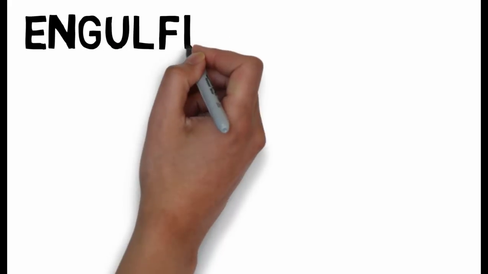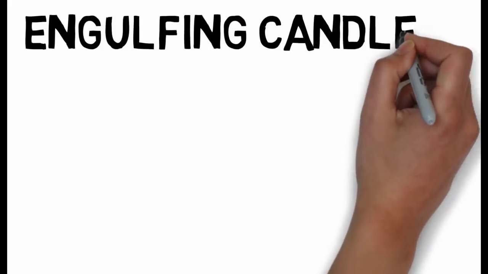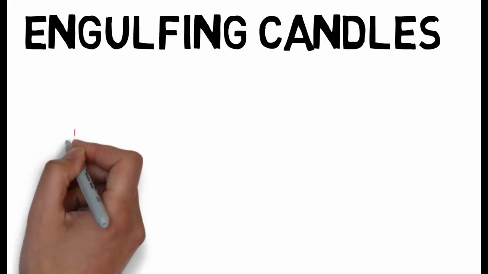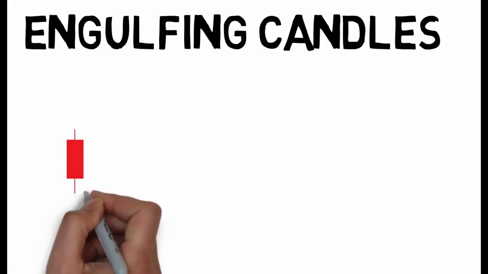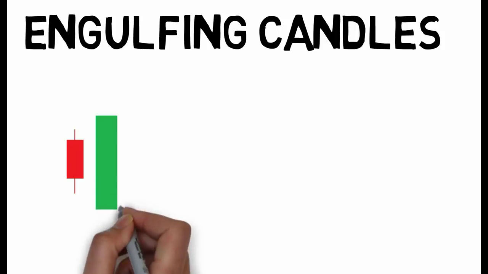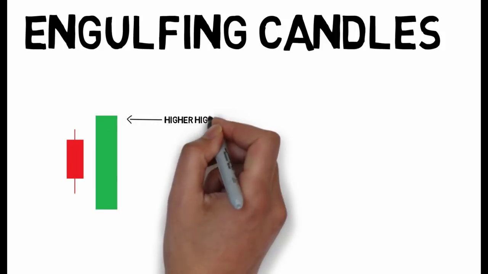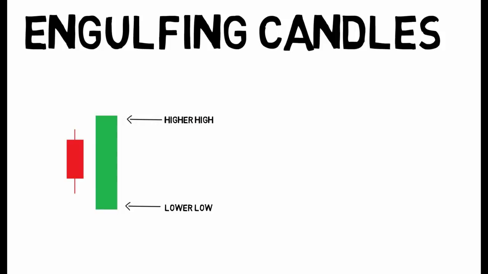Next, we have a couple of patterns that are a combination of two candles. The first is the bullish and bearish engulfing candles. They are named this way as the candles completely engulf the previous candle. The candle has both a higher high and a lower low. The important piece in these candlestick patterns is that the engulfing candle is in the reverse direction of the previous candle. So in a bullish engulfing pattern, you have a bearish candle followed by an engulfing bullish candle.